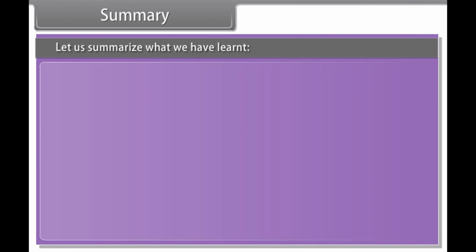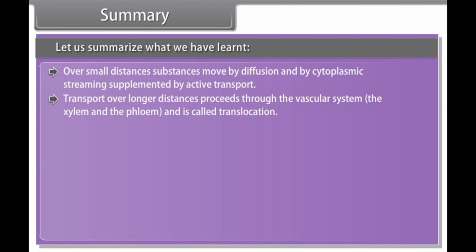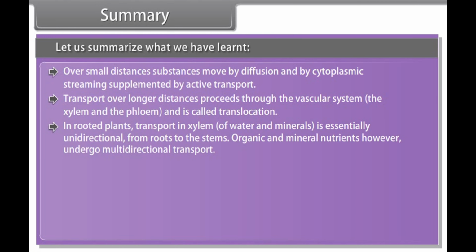Summary. Let us summarize what we have learnt. Over small distances, substances move by diffusion and by cytoplasmic streaming supplemented by active transport. Transport over longer distances proceeds through the vascular system and is called translocation. In rooted plants, transport in xylem is essentially unidirectional, from roots to the stems. Organic and mineral nutrients, however, undergo multidirectional transport.